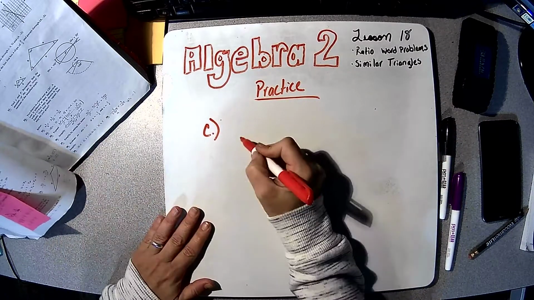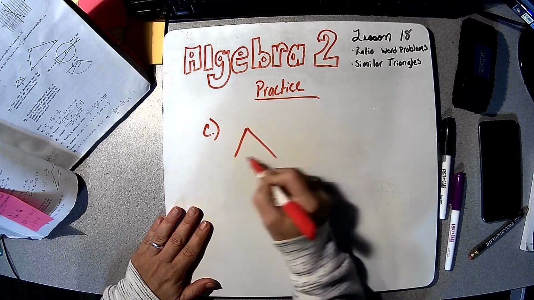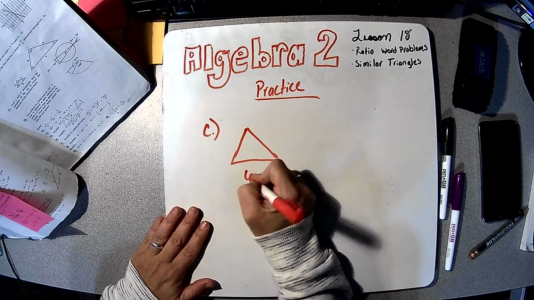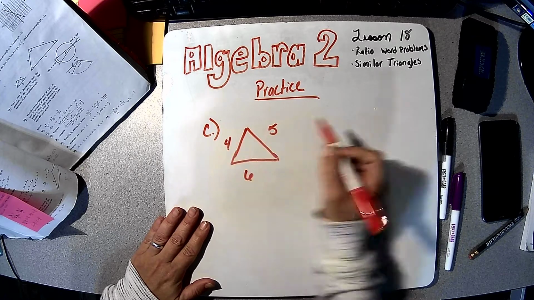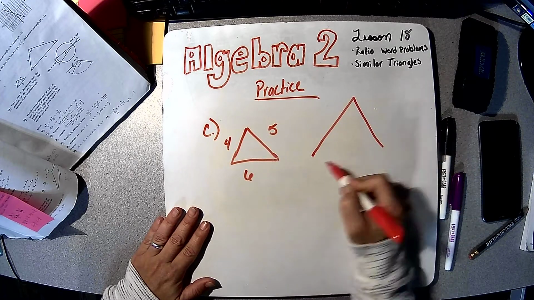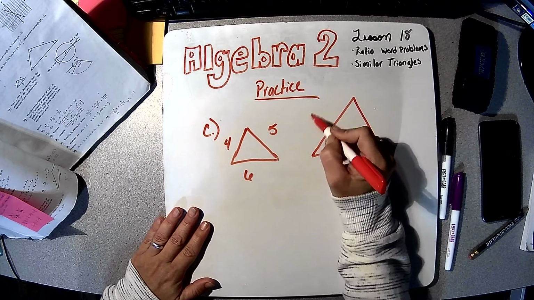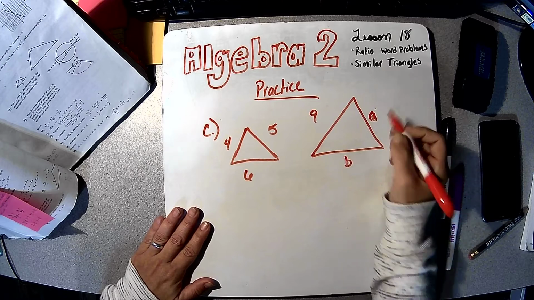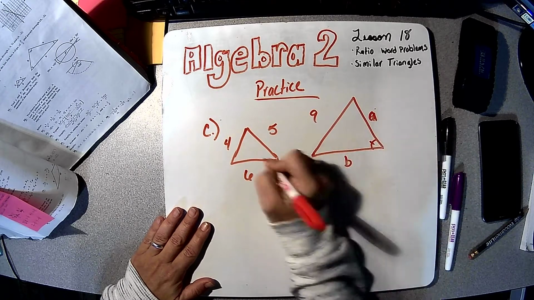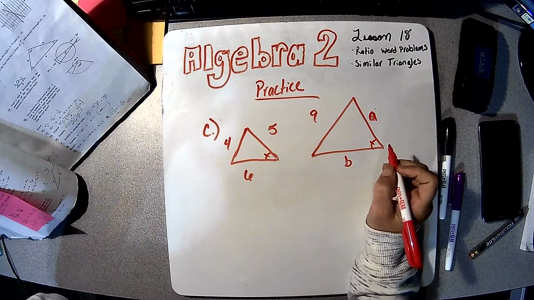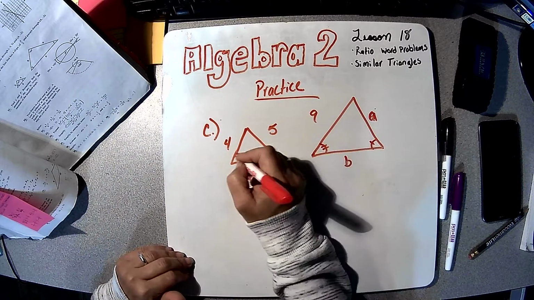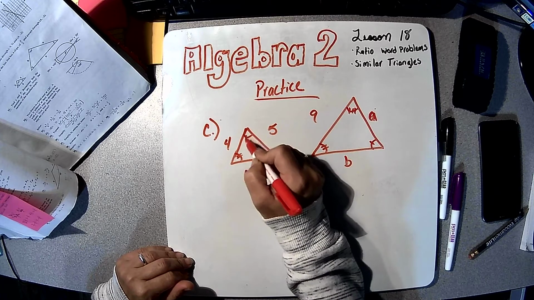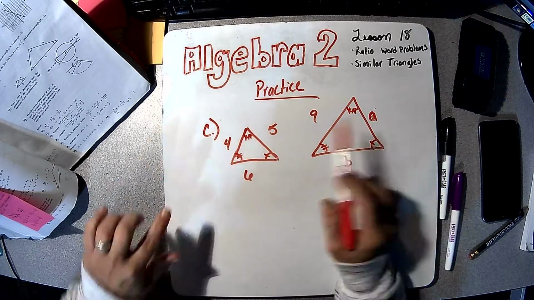And C gives us two triangles. Okay, and this is 6, 5, and 4. And then it gives us a similar triangle, but bigger, 9, A, and B. And it says this one is congruent to that one, and this one is congruent to that one, and the top is congruent to the top. That means the triangles are congruent.